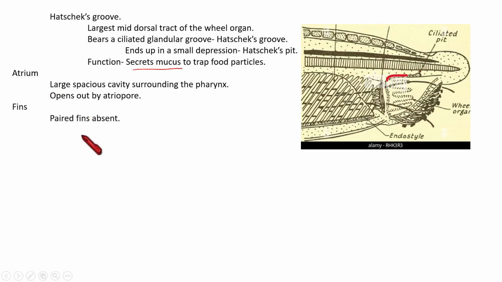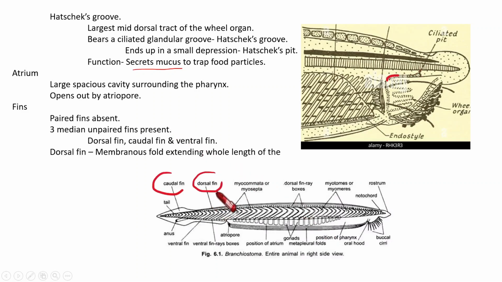Then regarding the fins, paired fins are totally absent. That doesn't mean that it doesn't possess any fins. It possesses fins, but paired fins are absent. Then which types of fins are present in cephalochordates? Three median unpaired fins are present. They are the dorsal fin, caudal fin, and ventral fin. I already showed you the dorsal fin, caudal fin, and ventral fin of the cephalochordate in the former video. Once more, I am showing.